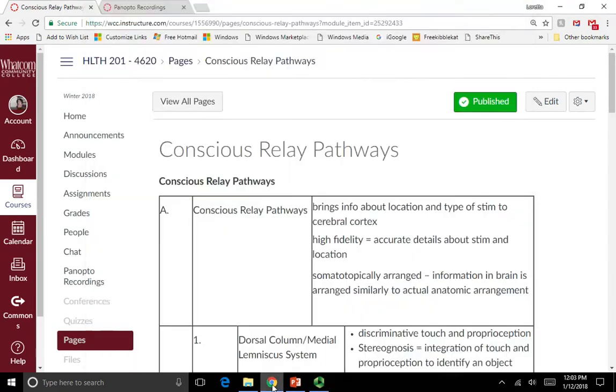All right, I'm going to do just a quick review of the conscious relay pathways and the divergent pathways out of the module. So this information is all in the module, and then we're going to go into the information for the divergent pathways. Conscious relay pathways bring information about the location and type of stimulus to the cerebral cortex. They're high fidelity with accurate details about stimulus and location. They're somatotopically arranged, so the information in the brain is arranged similarly to actual anatomic arrangement.